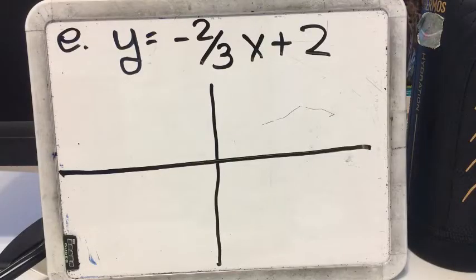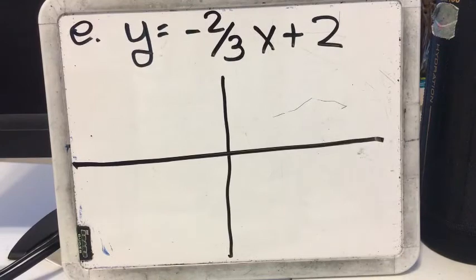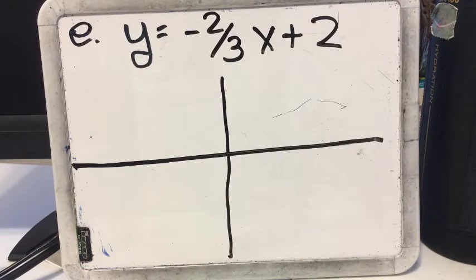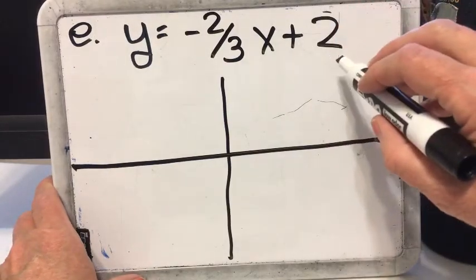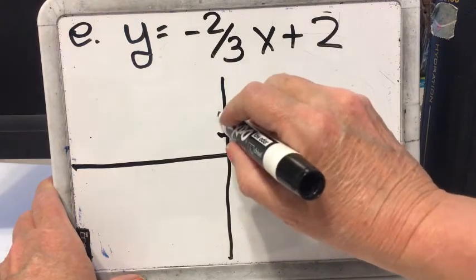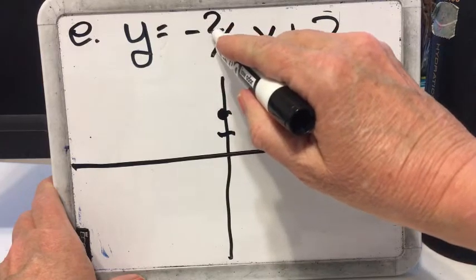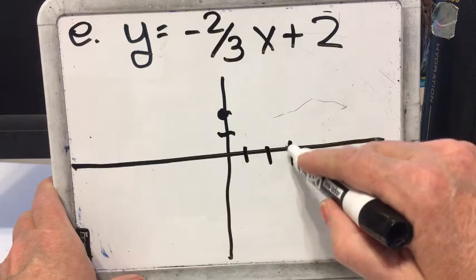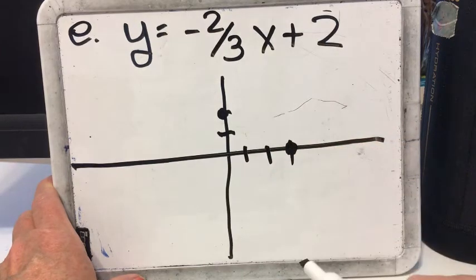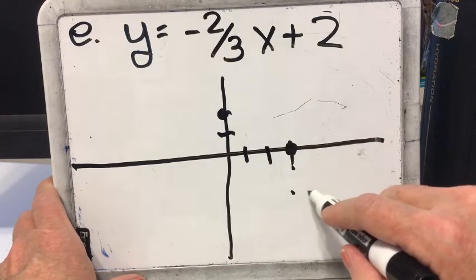Okay, so here we have an equation. This is E on your practice set that we're going to graph. And so we know that this is already in the form y equals mx plus b. And so we have our b, which is our y-intercept, is a 2. So I'm just going to go over here and make a y-intercept of 2. From 2, I'm going to say down 2, right 3. Down 2, 1, 2, right 3. Okay? And then if I want to, I can do it again. Down 2, right 3.